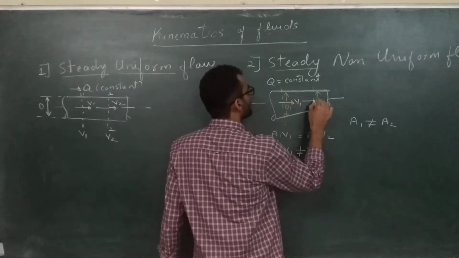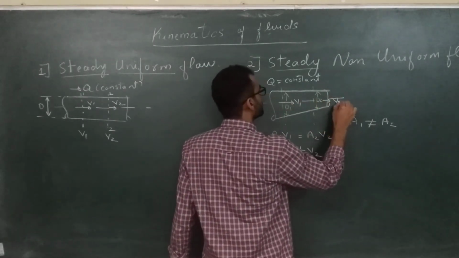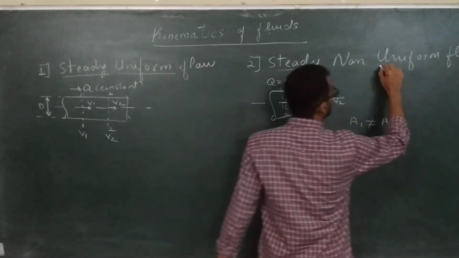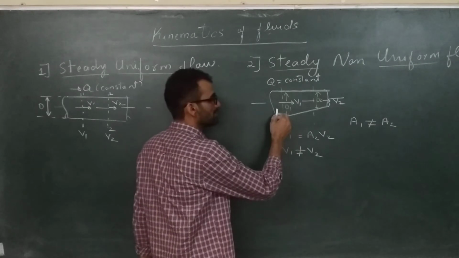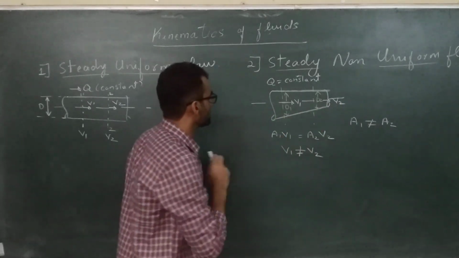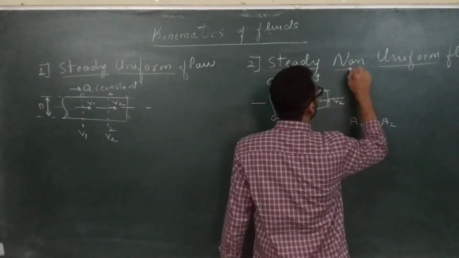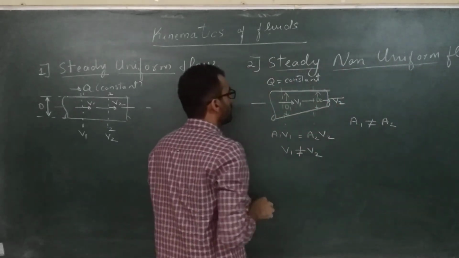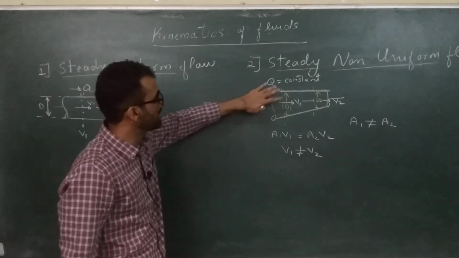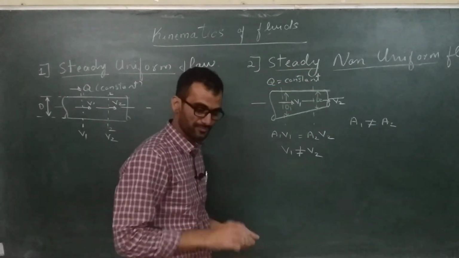This is V1, this is V2. So V1 will not be equal to V2. Therefore, the flow is non-uniform, since the velocities are changing with respect to space at a given point of time. So this becomes an example of steady non-uniform flow. So constant discharge passing through a pipe of varying diameter is an example of steady non-uniform flow.